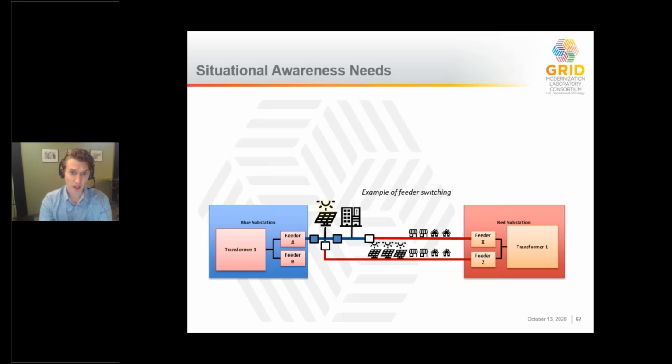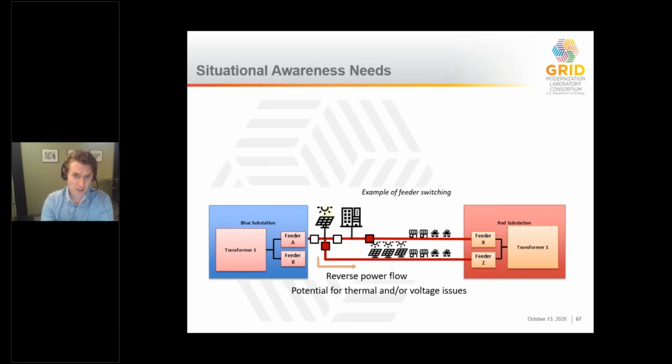But if there were a need to de-energize that blue substation for maintenance, or there's some sort of issue, a transformer fails. Next slide, please. The system could be reconfigured. So whereas that large PV unit that was close to the blue substation may not have had an effect on voltage just due to where it was located, now that reverse power is going on a different feeder, and it could be quite a distance from the substation based on how it's reconfigured.